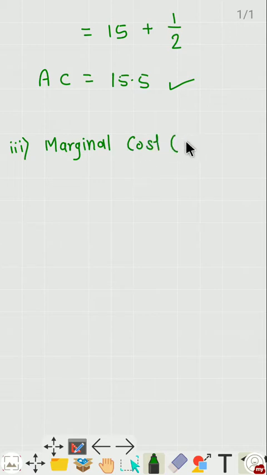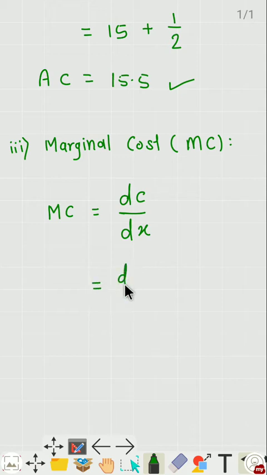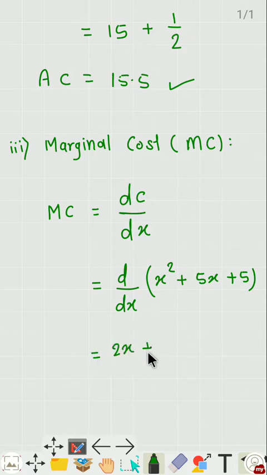So marginal cost is denoted by the notation MC, or we can say simply MC. MC is nothing but the derivative of total cost with respect to x, but the total cost is given to be x square plus 5x plus 5, and it is equal to 2 into x plus 5 plus 0. This is marginal cost, and we find marginal cost at x is equal to 10.